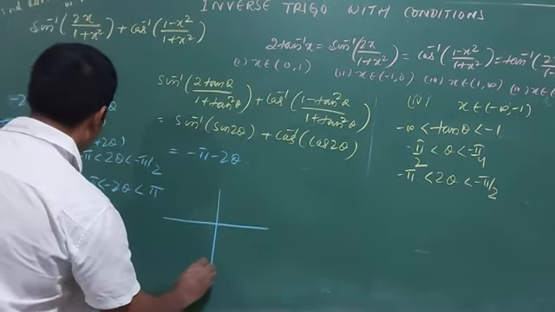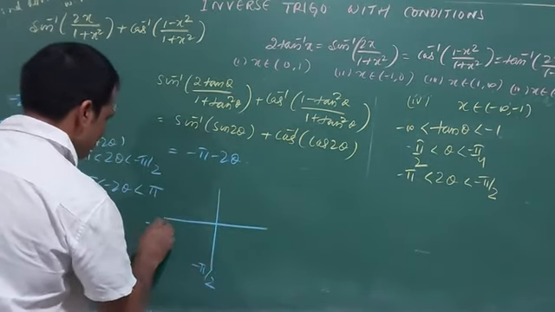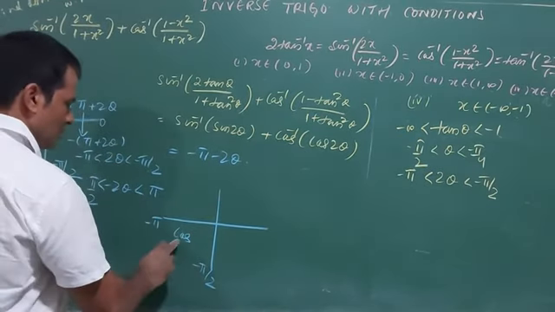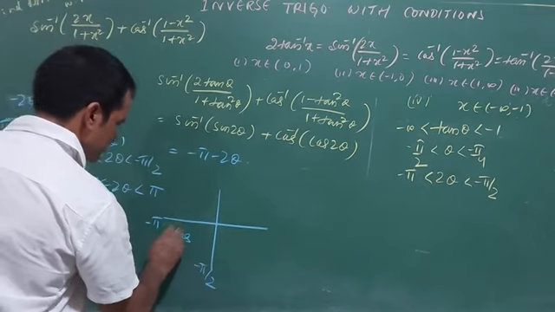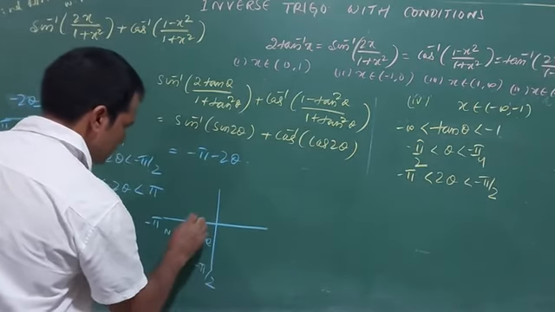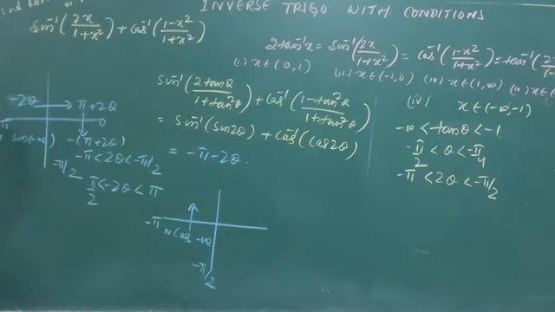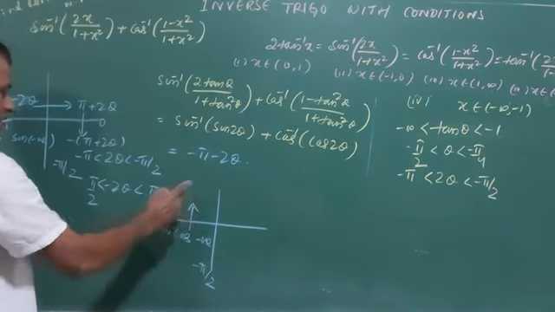Same condition, minus pi by 2 to minus pi. Normal trigo, cos is negative here. Inverse, where it is negative, I will take it to the numerator to make this quadrant.